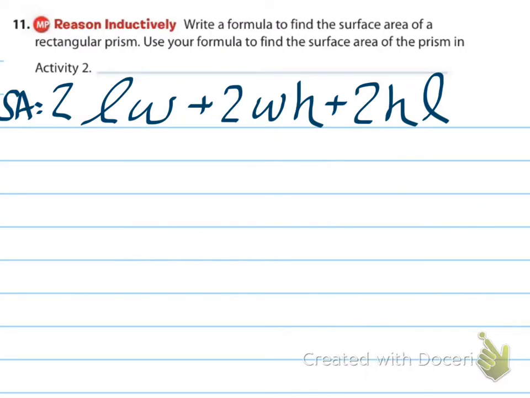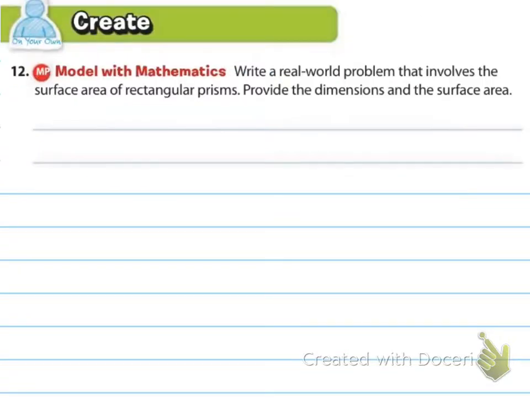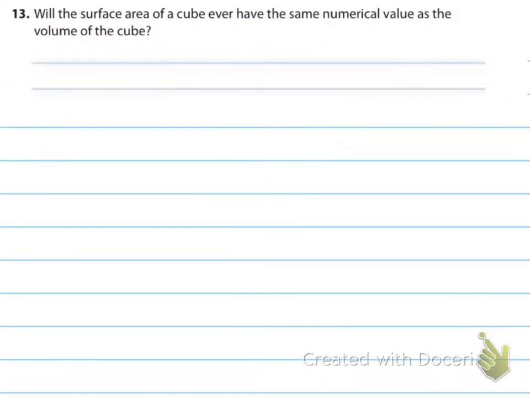So I came up with this: the surface area for a rectangular prism would be 2 times the length times the width, plus 2 times the width times the height, plus 2 times the height times the length. Ta-da! Aren't you so excited to use that formula? It's better than having to keep drawing it, I would think. All right, so go ahead and skip over 12 since everybody's going to have a different answer for that.